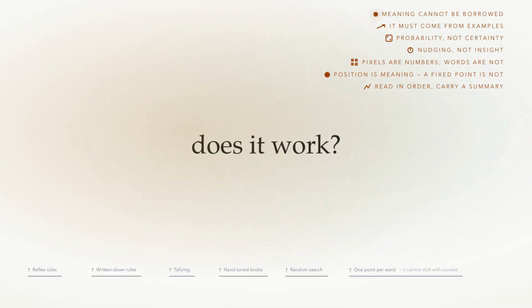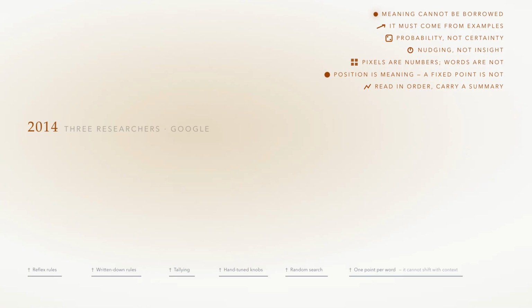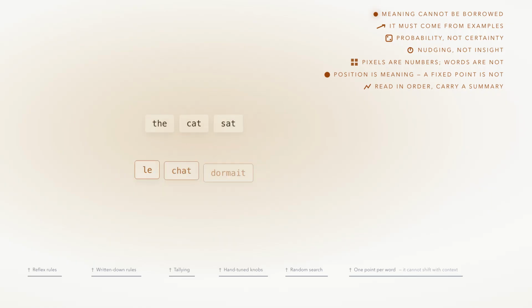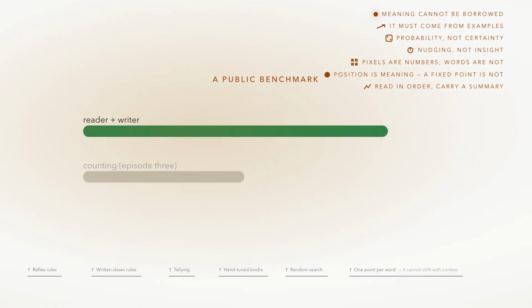Does it work? This, by the way, actually happened. 2014, 3 researchers at Google. And the restraint is the striking part. No grammar rules, no dictionary, no linguistic features of any kind. 2 networks back to back, trained end to end on example translations. It beat a strong statistical system on a public benchmark, the counting approach from episode 3, now outrun by the learning machine we've spent 3 episodes assembling.